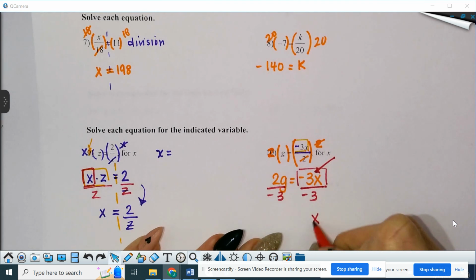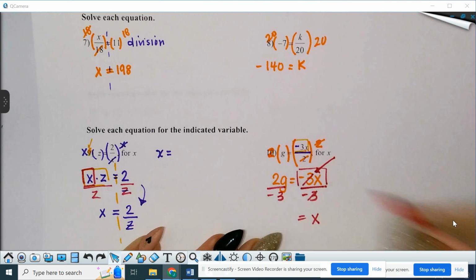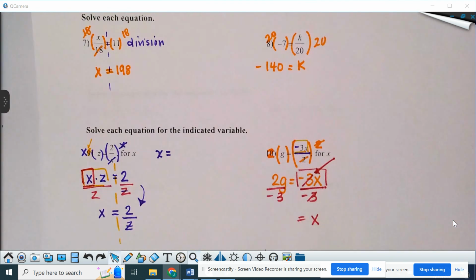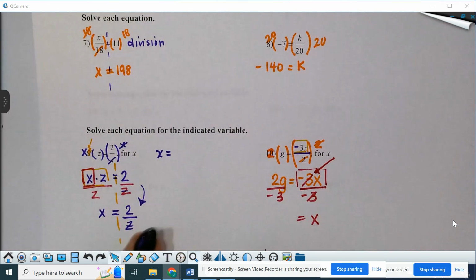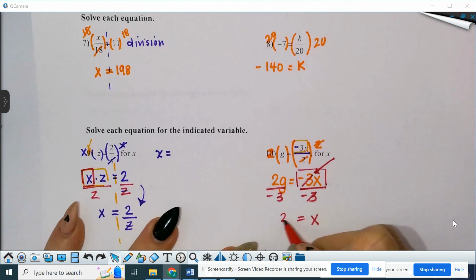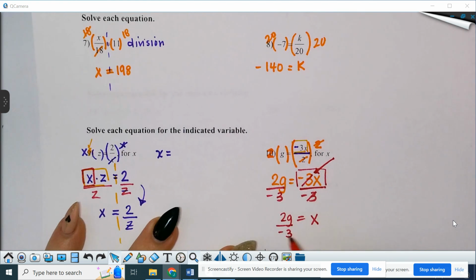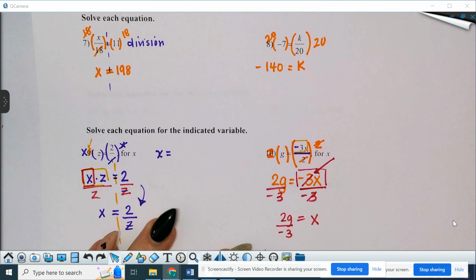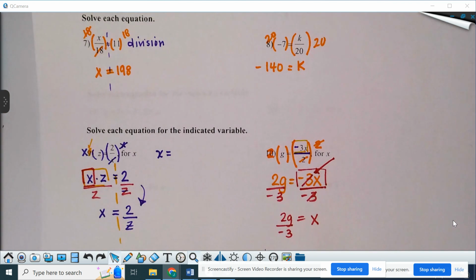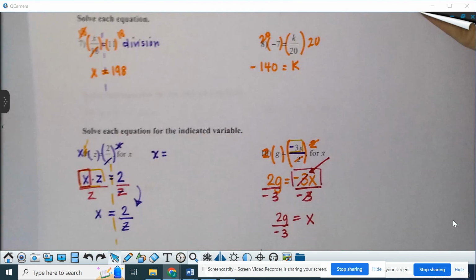x equals, because these guys turn into a +1, 1x is assumed, so x is by itself. Again, from here down, we make stuff up. Exactly what you see. So 2 times g, what we did first, and then we divided by -3. And you're done. It's ugly, so be it. Okay? All right.